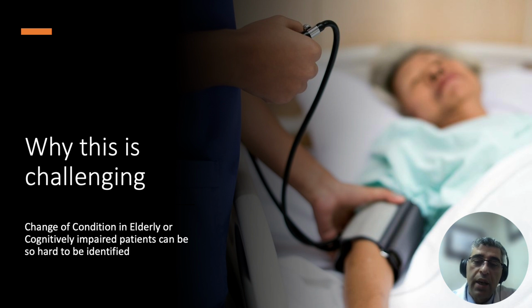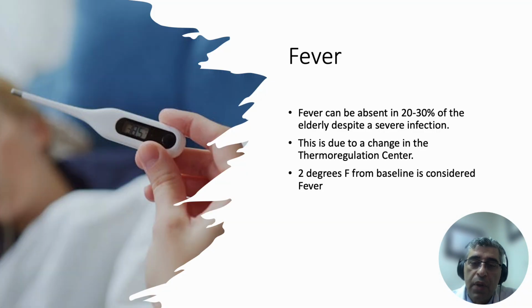As I said, again, one of the major conditions is that in elderly patients, especially people with dementia, it's going to be so hard to identify. Even, for example, a change of vital sign that may not be significant for you can be significant in somebody who's vulnerable and also very old. I want to tell you an example, for example, fever.